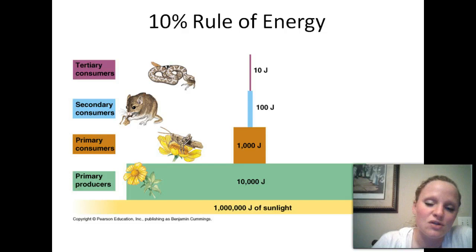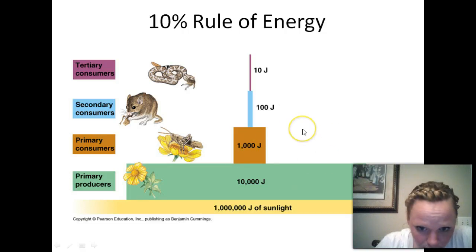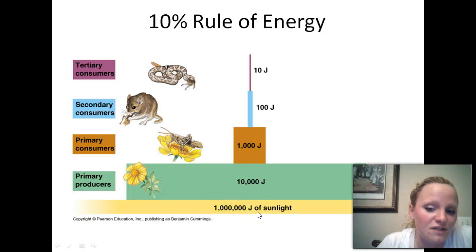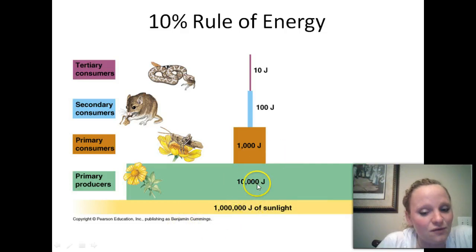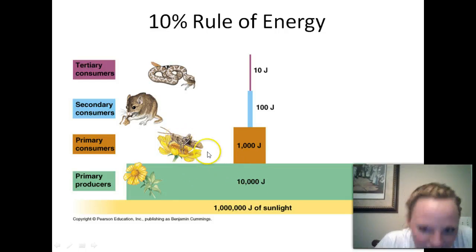This is a big deal when you start looking at pyramids like this. You can see you have 1 million joules of sunlight. Lots of people can't really wrap their head around joules, because most people don't think like chemistry. You could think of this as calories. So if you have 1 million calories, your primary producers are only going to get about 10,000 from that, and be able to turn that around and offer that up to the next level, which is a grasshopper.